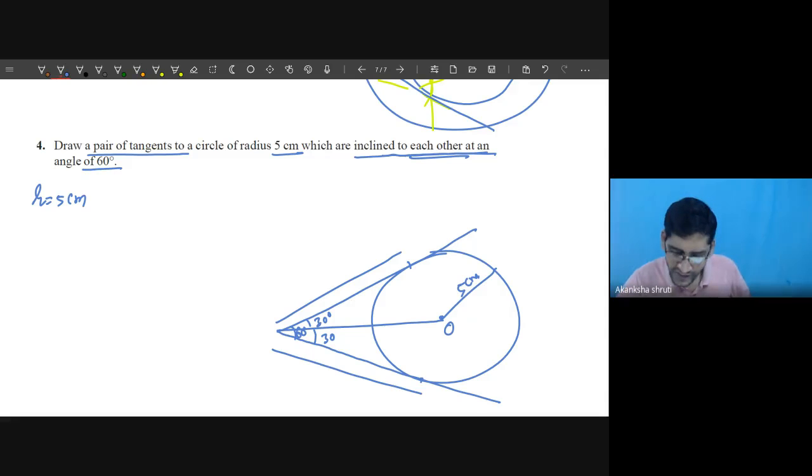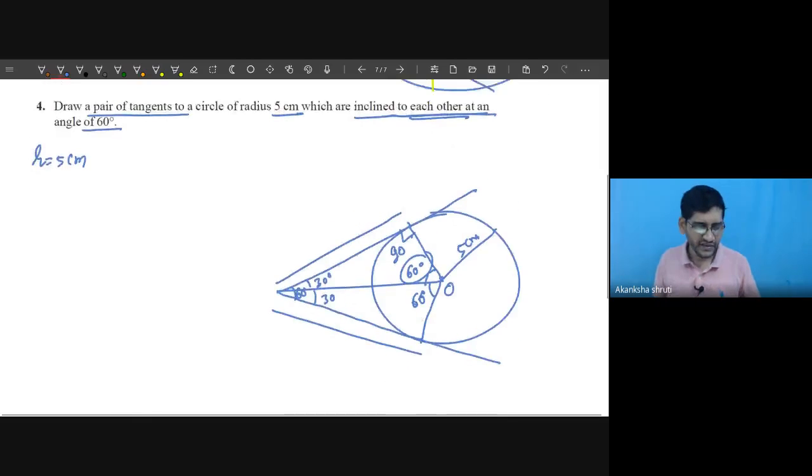How? Students, you already know tangent is always making 90 degree here. So what you will take? You will first draw this. This is 30, this is 90, so this has 60 degree. So first you will draw this 60 degree on one side and the same 60 degree on the other side. Then you will draw this.